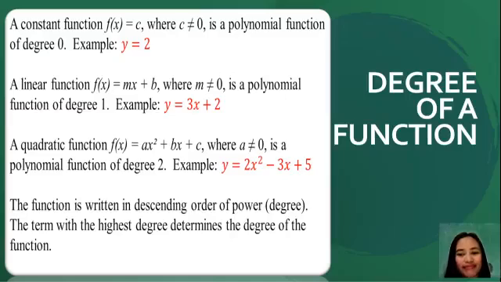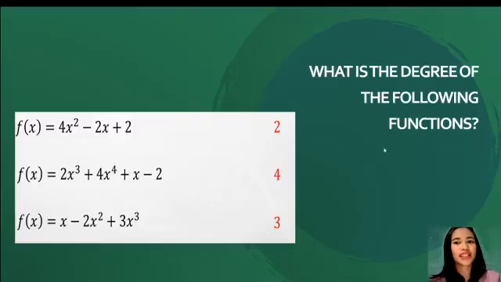Okay, so what is the degree of the following function? When f of x equals 4x squared minus 2x plus 2. So the highest exponent in here is 2. Therefore, this is a quadratic function. If the degree is 2, it's said to be a quadratic function.